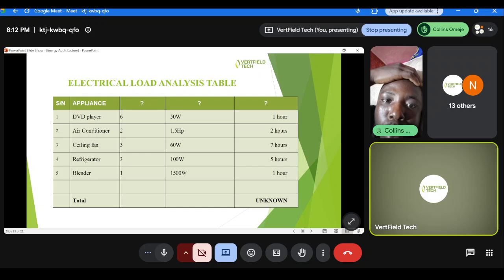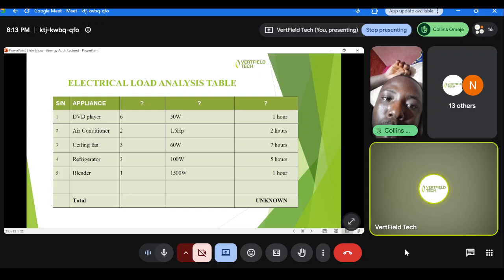So what you all are looking at, if you can see what I can see on my screen, is a typical example of an electrical load analysis table. Remember we said electrical load analysis helps you to know the energy need of a facility. But then how do you do it? This table will tell us how we are to do it. Okay, this is a table we use.